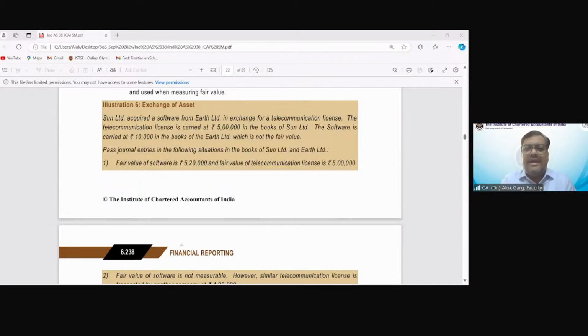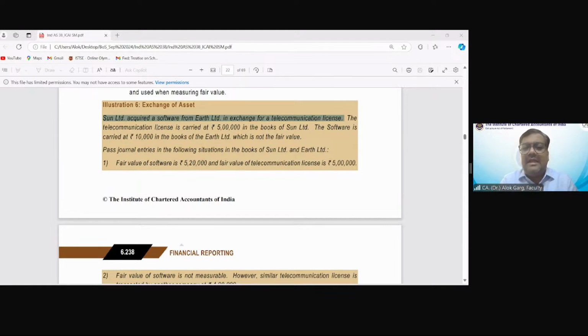Okay, so let's discuss this exchange of asset illustration. Sun Limited acquired a software from Earth Limited in exchange for a telecommunication license. So which asset is getting acquired? Which asset is getting purchased? Sun Limited acquired a software. Sun Limited is buying a software in exchange for a telecom license, and is paying through the telecom license.